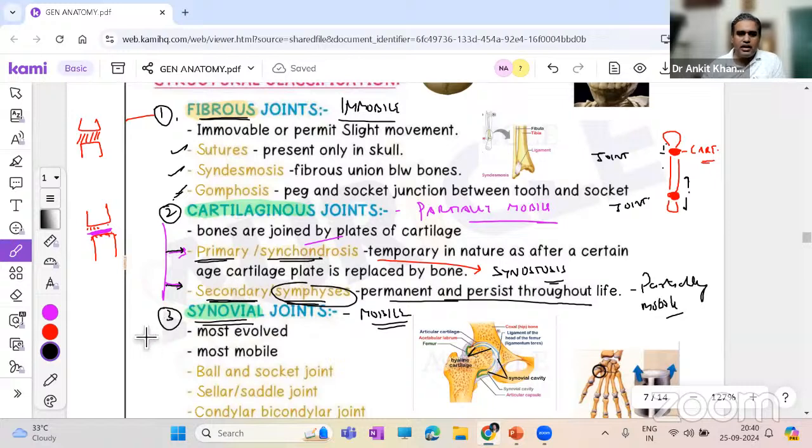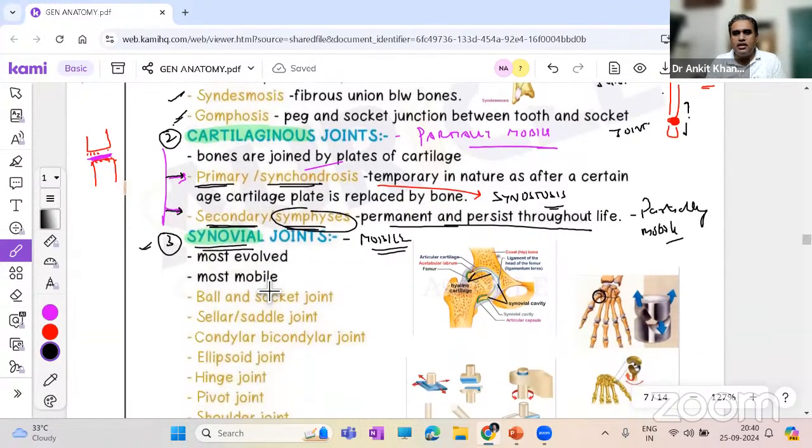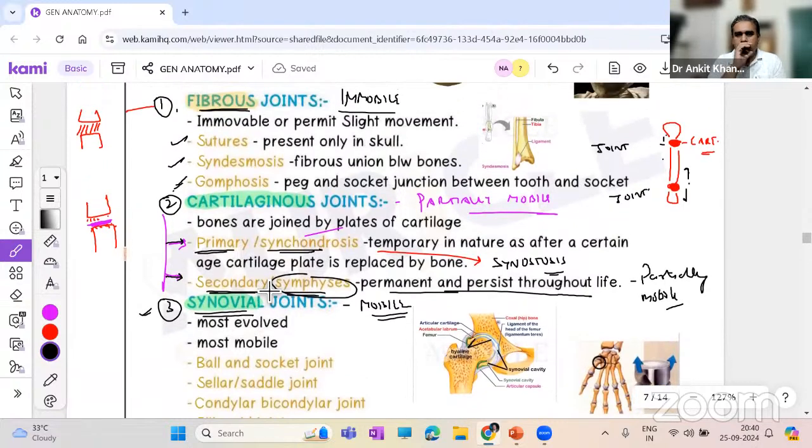Okay. Then synovial, as I told you, is most evolved, most mobile. So humans are mobile due to this only. So these three terms one should know clearly as well. This joint is actually the most important subtopic or topic in general anatomy, considering your multiple choice questions, right? Joint is very, very important.